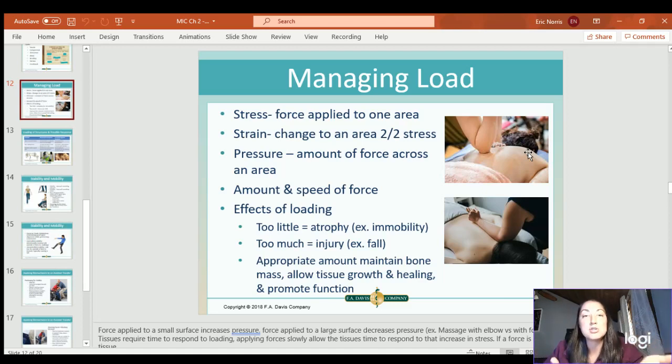The other thing is that tissue requires time to respond to loading. So when you apply a force slowly, it allows time for the tissue to respond to that increased stress. But if you apply it too quickly, it doesn't allow time to respond and it can damage the tissue. We have Golgi tendon organs in our body that respond to changes in muscle length. And if your muscle is pushed too quickly, there's a reflex that happens at the spinal cord. It's not even being transmitted by your brain. Your spinal cord is taking care of it, so it's faster.